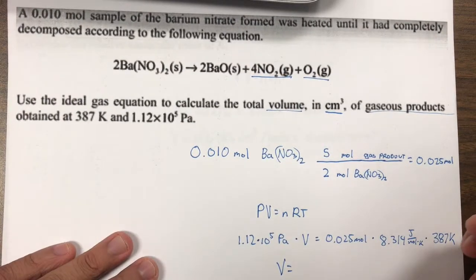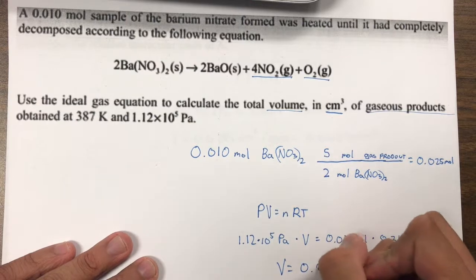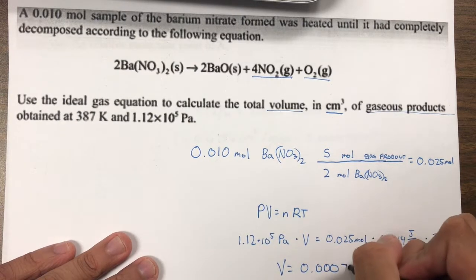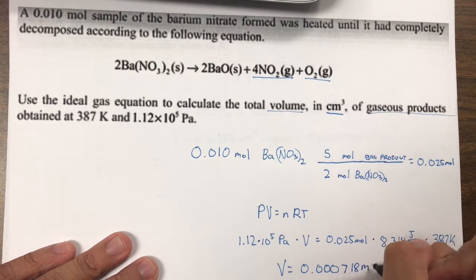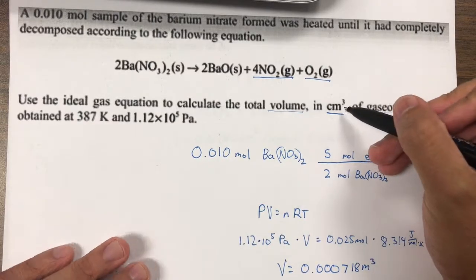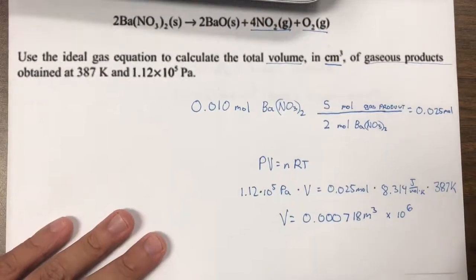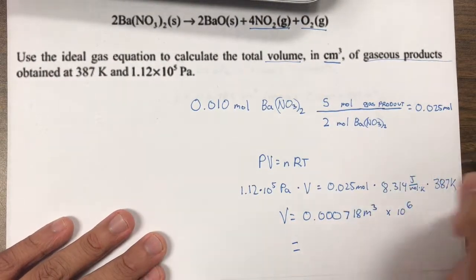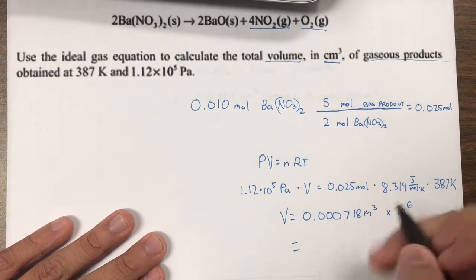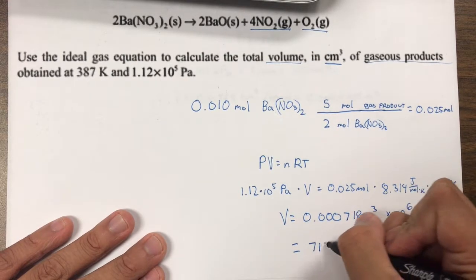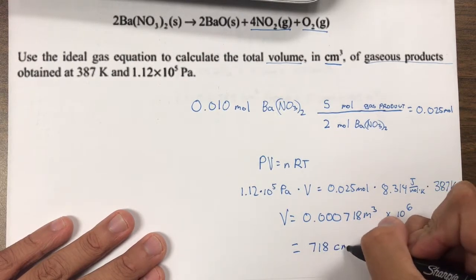When I do these calculations, I get 0.000718 meters cubed. They want it in centimeters cubed, so we need to multiply by 1,000,000. So this will be 718 centimeters cubed.